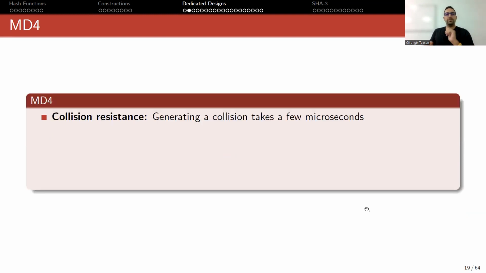So let's talk about the security. Generating a collision takes a few microseconds. So as you can see, it is badly broken. There are also some pre-image attacks which break the system by performing 2 to the 95 operations. Of course, these are academically known results. Maybe agencies have better attacks. We don't know them.